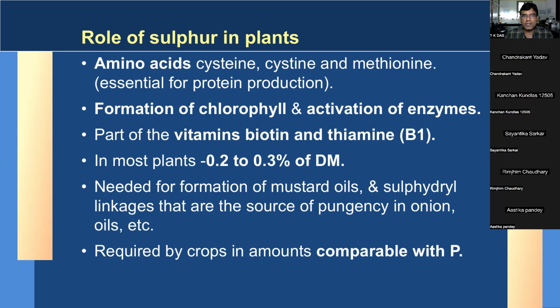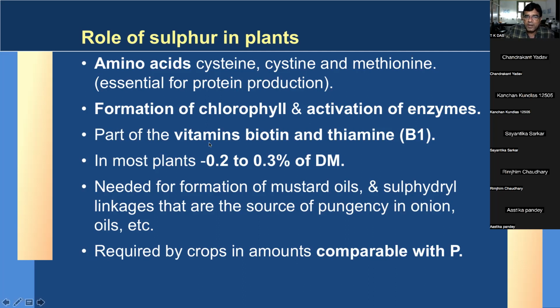It is also necessary for formation of chlorophyll and activation of enzymes. So you see, it has a very important role in formation of chlorophyll. Of course, it is not part of chlorophyll, but it helps in the formation of chlorophyll. That is why whenever you have sulfur deficiency, you will see chlorosis. So chlorosis is the first symptom of sulfur deficiency.